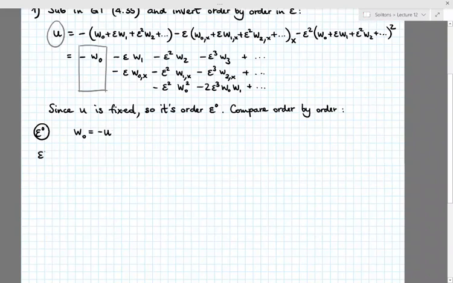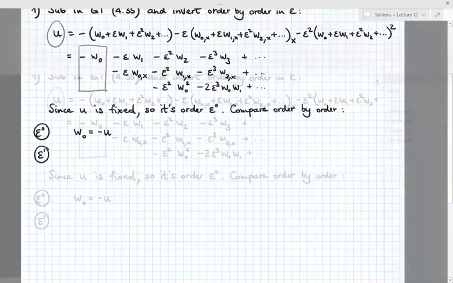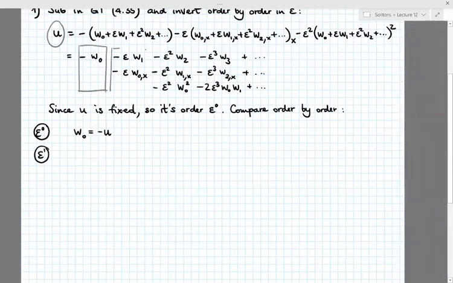At order epsilon, or epsilon to the power 1, there is nothing on the left-hand side. And on the right-hand side, we look at the first column. Since the sum of the two terms in the second column has to vanish in order for the order epsilon to the 1 term in this expansion to vanish, we obtain that w_1 is equal to minus w_0 partial derivative with respect to x. But w_0 was equal to minus u, and so this is nothing but u_x.